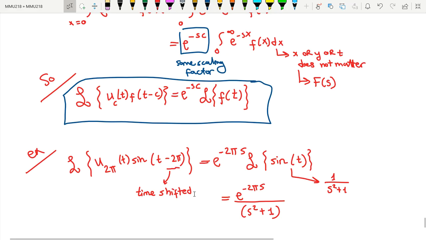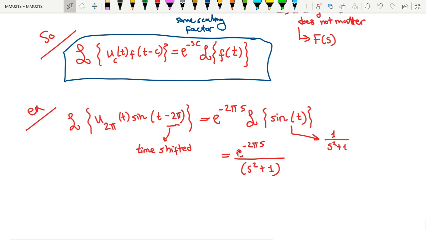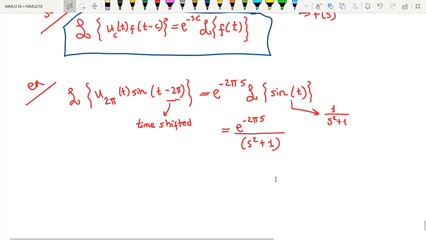So what does this mean? A time shift, and e to the minus 2 pi s is coming from here. My c in this case is 2 pi, and L of sine t, what is the Laplace of sine t? It's going to be 1 over s squared plus 1. So my Laplace for the time shifted sine function is going to be e to the minus 2 pi s over s squared plus 1.